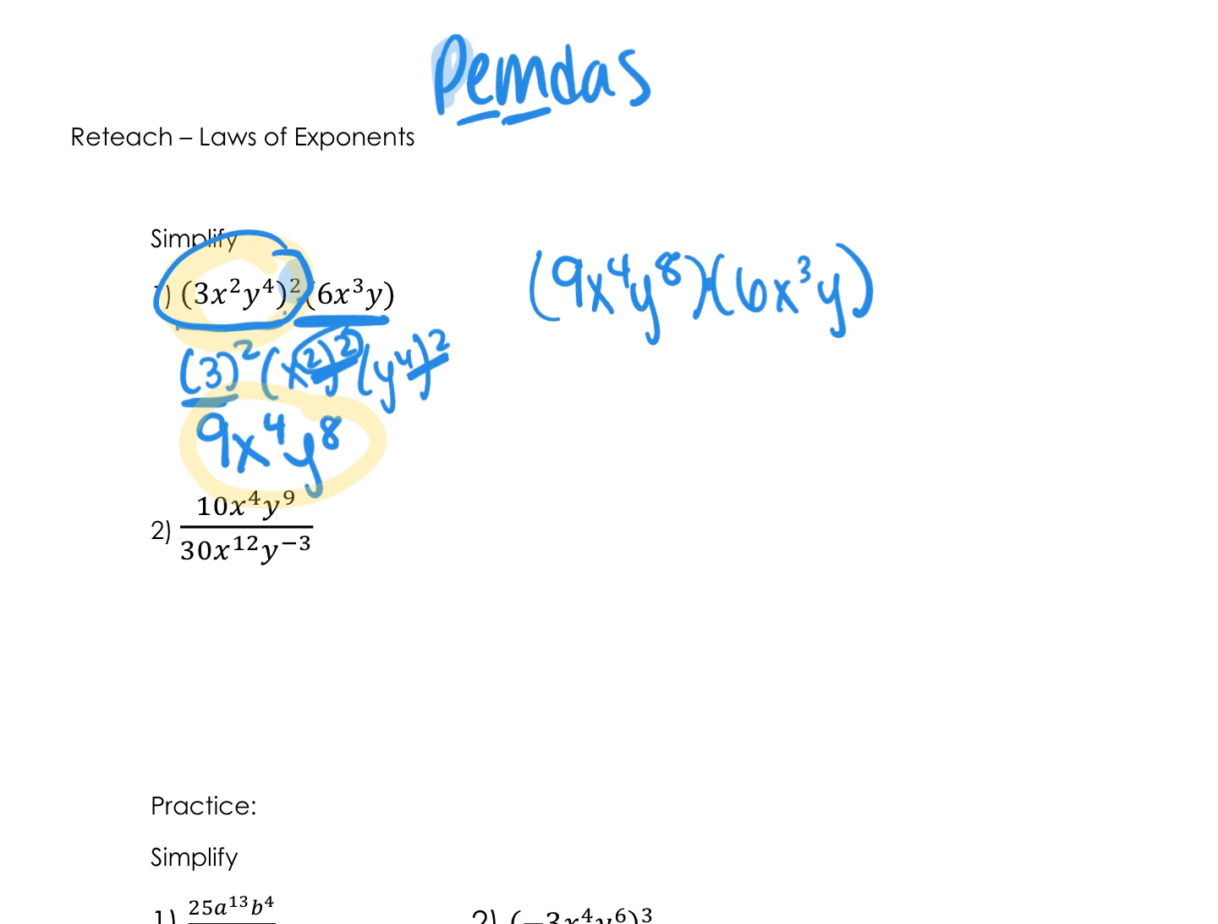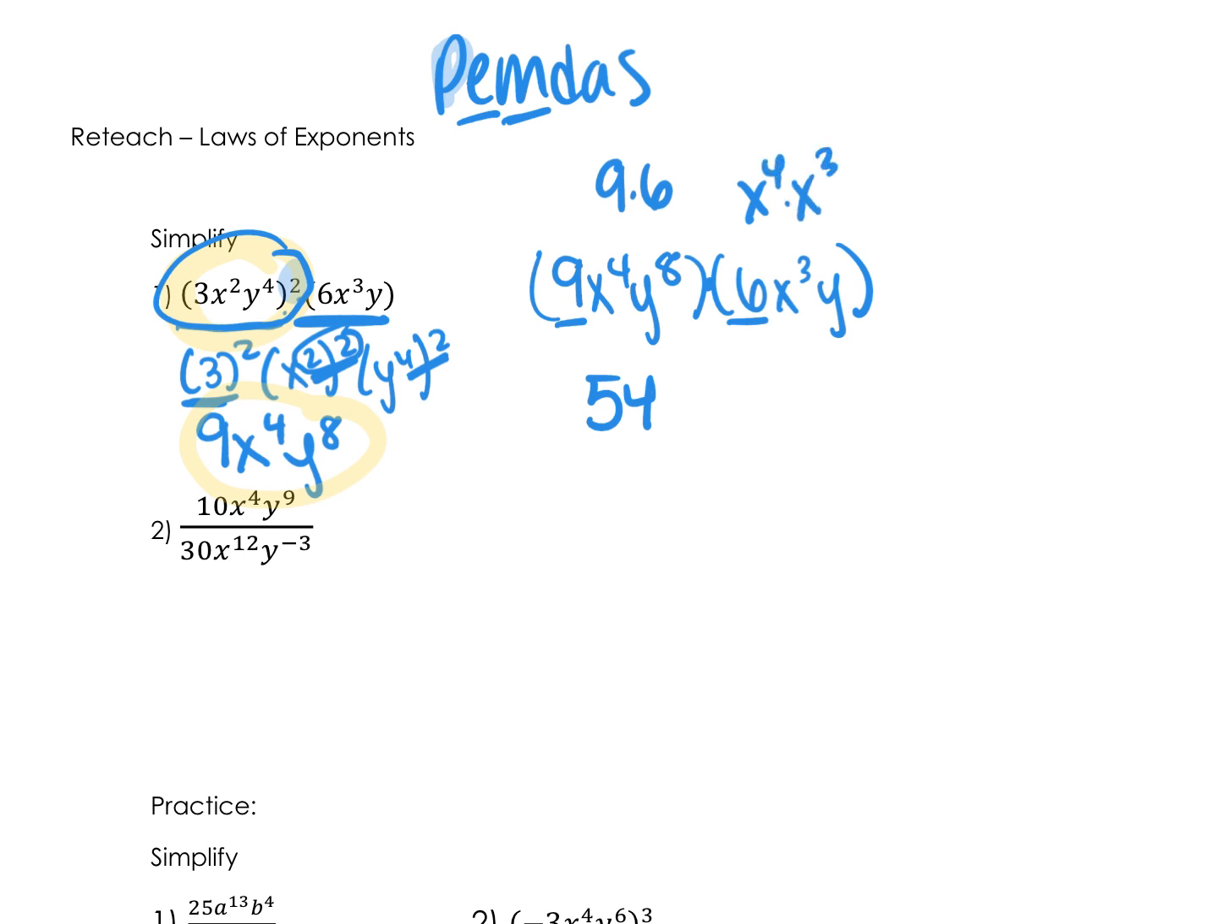So now we're multiplying. So now that we're multiplying, we're going to multiply the coefficients because they're just coefficients. They're not exponents. You're not going to add them. We're multiplying those. So we're going to multiply 9 times 6. That's 54. We're going to multiply x to the 4th times x to the 3rd. So we're doing 9 times 6 first. We're doing x to the 4th times x to the 3rd.